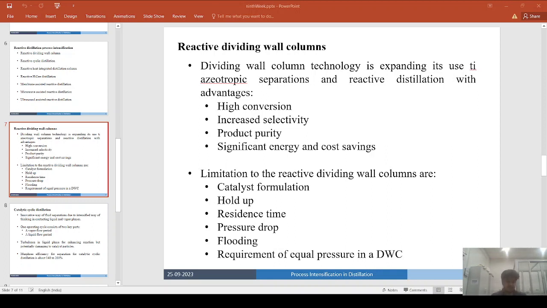A few of the examples made using the reactive dividing wall technology are methyl acetate, dimethyl ether, fatty acid methyl esters, biodiesel, and diethyl carbonate.